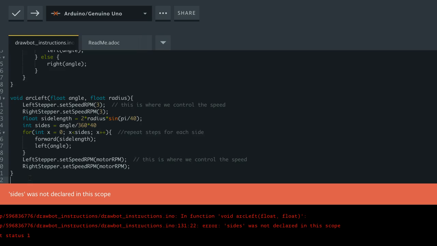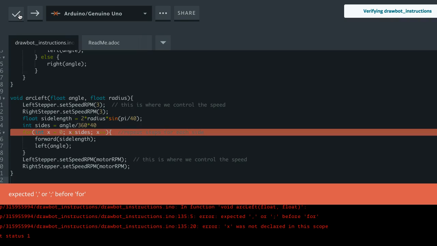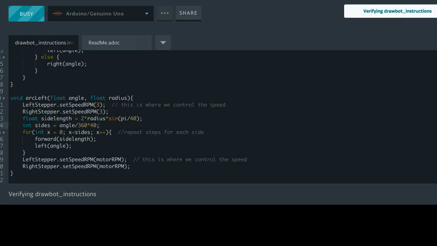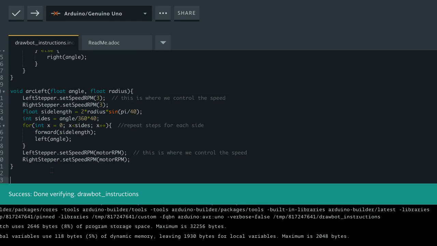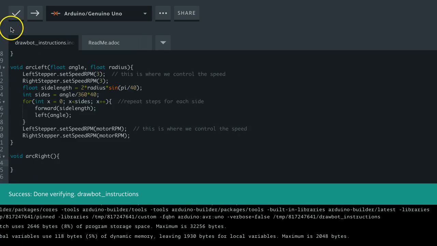Let's verify to make sure it works now. Looks like I've got a mistake again, probably missing a semicolon. There you go. Should be good now. Okay, so anyway, as I was saying, the next step would be to build an arcright function. So go through that process again to build the function for arcright. It should be pretty similar. So go ahead and do that now.